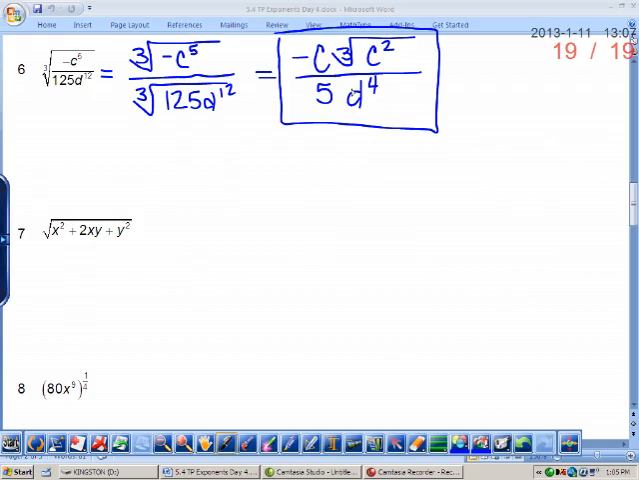All right, look at number 7. What's different about number 7 than the problems we've seen? Yeah, there's addition signs. Remember, you're not allowed to distribute exponents or radicals over addition. So we have to try and turn this into something being multiplied, which is another way of saying we need to factor this.